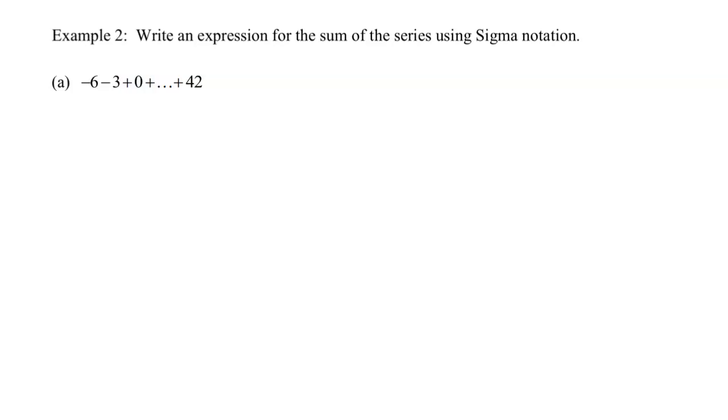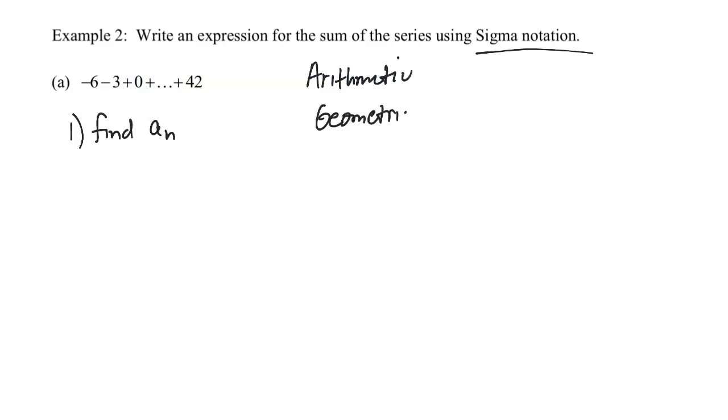Okay, in example 2, we want to write an expression for the sum of the series using sigma notation. And so there's a couple of things that we have to do here. The first is we have to find the explicit rule for this particular series. And so the first thing that we have to do before we can even do that is figure out what type of series it is. And so we have two types of series that we sort of discussed in section 9.4. We have arithmetic sequences or series, and we have geometric sequences or series.